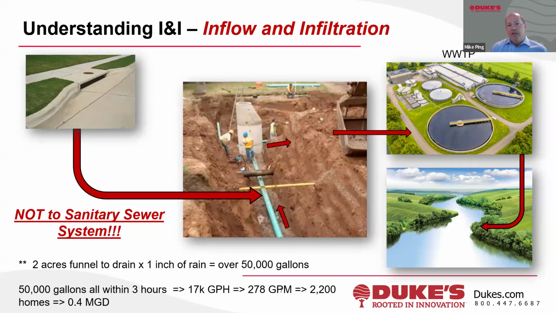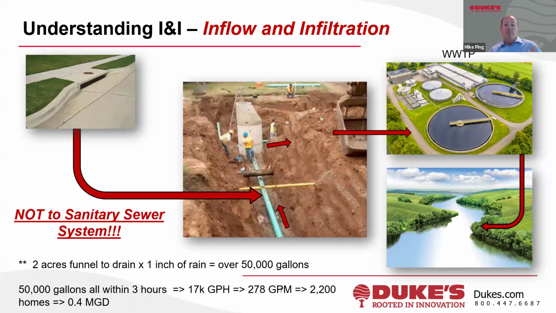So thinking through that, if that 1-inch rain event happens over a 3-hour period, right? Rain events are not evenly distributed over a year. They come in different intensities, but in short duration. So if this 1-inch rain event is 3 hours, the resulting volume is roughly 17,000 gallons per hour entering the sanitary sewer system. Paring that down to gallons per minute, 278 gallons per minute, and that value is representative of about 2,000 homes being connected to the sanitary system for that 3-hour period.